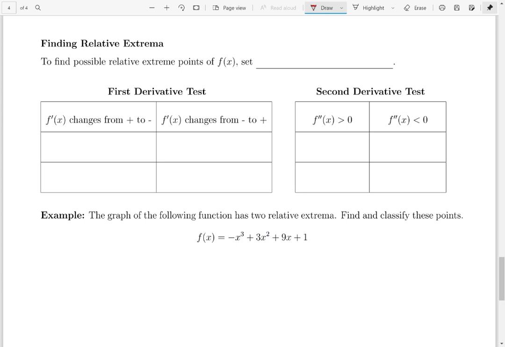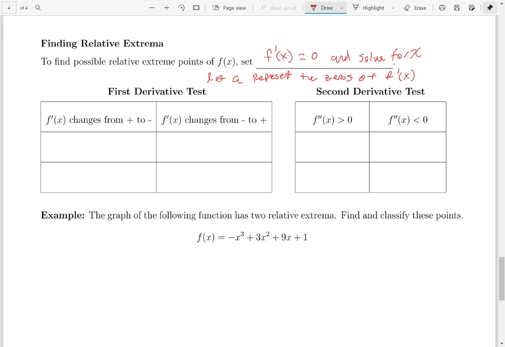And so, in general, if you want to find the relative extreme points of any function, then what you're going to do is you're going to set the first derivative equal to 0 and solve for x. Well, once you've found those x values that allow the first derivative to be 0, what I'm going to say is let A represent the zeros of f prime.